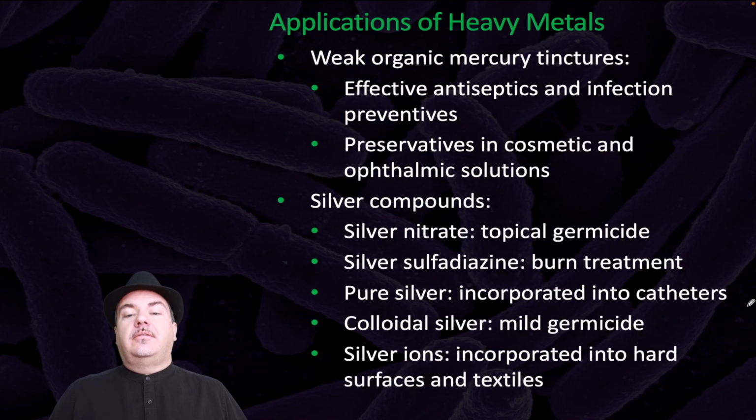Applications of heavy metals? Well, we can have weak organic mercury tinctures. They're effective antiseptics and infection preventatives. They're preservatives in cosmetics and ophthalmologic solutions. We can also have silver compounds. Silver nitrate is a topical germicide. Silver sulfadiazine is a burn treatment. Pure silver is incorporated into catheters. Colloidal silver is a mild germicide. And silver ions are incorporated into hard surfaces and textiles.